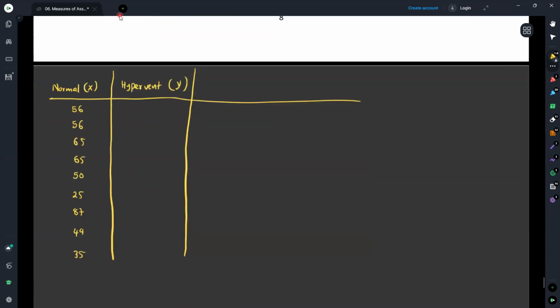For the next part, the hyperventilated data is selected. We'll start from the first value, which is 87. Then the next value is 91. Thereafter, 85.